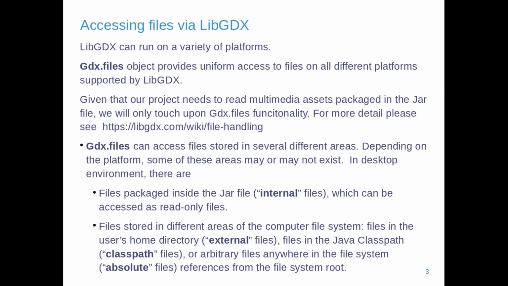On top of it, we have multiple areas outside of the game package file. On desktop, we have the external area, which roughly refers to your home folder. We have the class path area, that's where all the Java class path library files are. And there is the absolute area. That's basically an arbitrary spot in the file system, which you reference from the root of the file system.